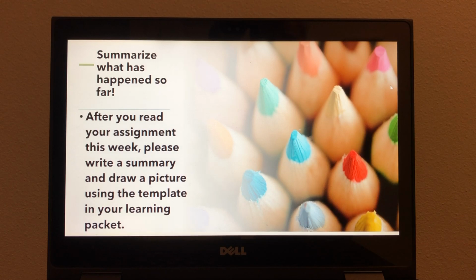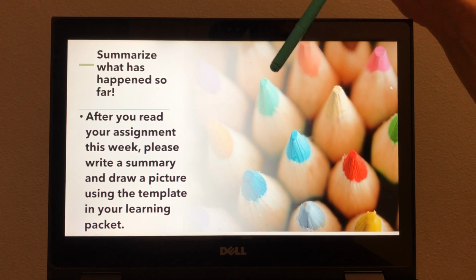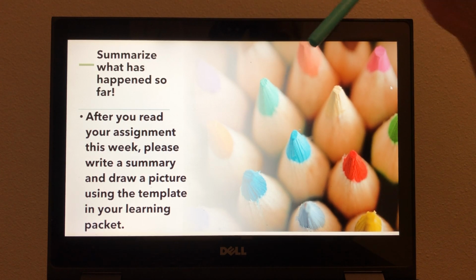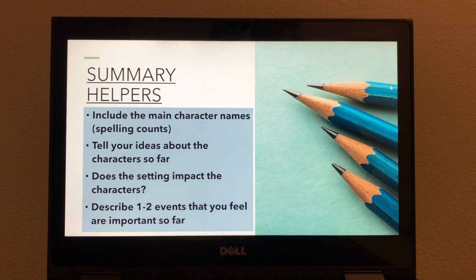All right. Our main task this week is, with our reading, we're going to summarize what has happened so far. Oh, look, my pointer almost matches. Pretty cool. After you read your assignment this week, please write a summary and draw a picture using the template in your learning packet. It's the one we always use. It'll have the rectangle for the picture at the top and the lines across the page for a summary.